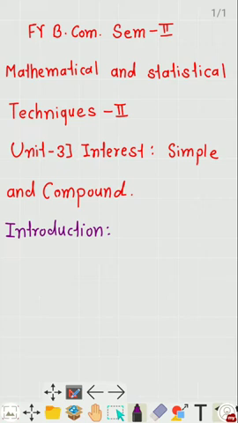This is first year BCom class, semester 2, Mathematical and Statistical Techniques, unit number 3, Interest, Simple and Compound. So today we are going to start a new unit of this paper, Interest, Simple and Compound Interest.